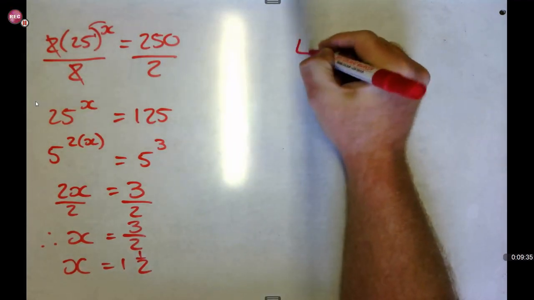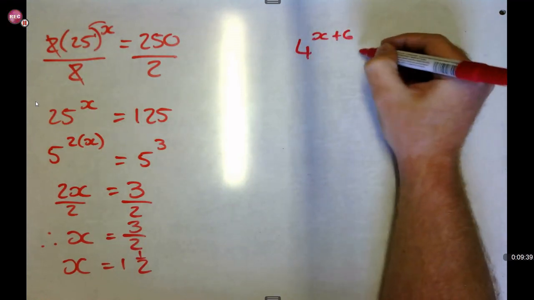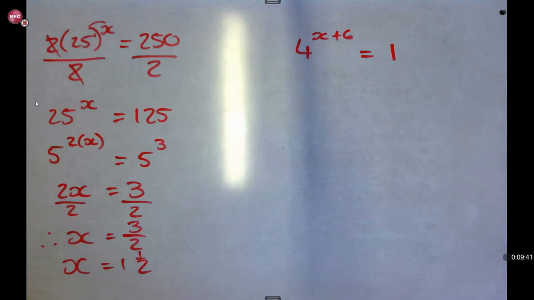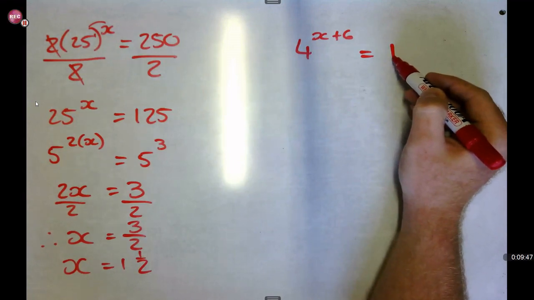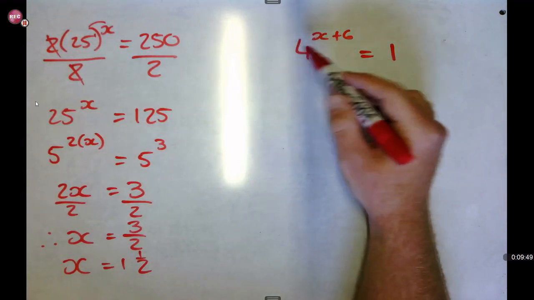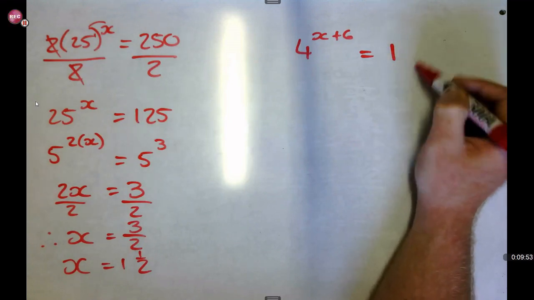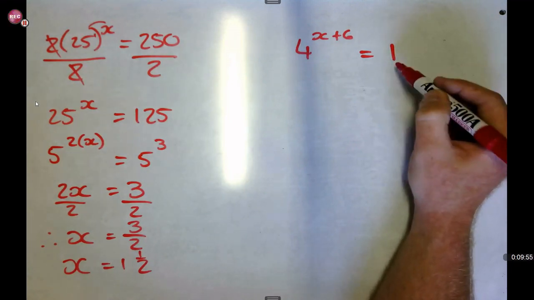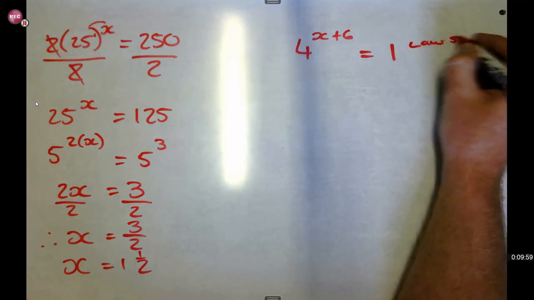So we've got 4 to the power of x plus 6 equals 1. Okay. Law number 5. Anything to the power of 0 is equal to 1. Now the base that I have on the left is a 4, which means that the base that I'm going to put to the power of 0 on this side also has to be 4. Okay, like I said to you, law number 5.